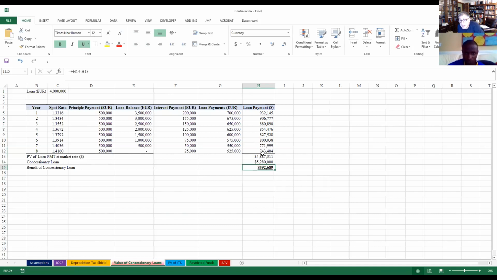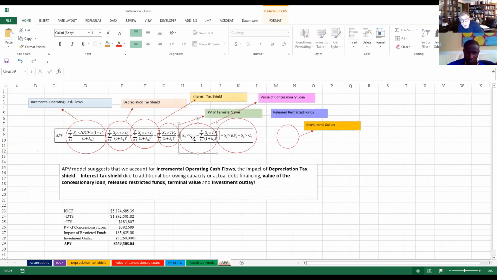So essentially, what we did in here, we calculated the loan payments. We calculated the market value of these payments, which is 4,887,000. And then we calculated the face value of the loan at the spot exchange rate, which is 5,280,000. The difference is our benefit. That's why we call this the benefit of concessionary loan, or value of the concessionary loan. So it is 392,689.